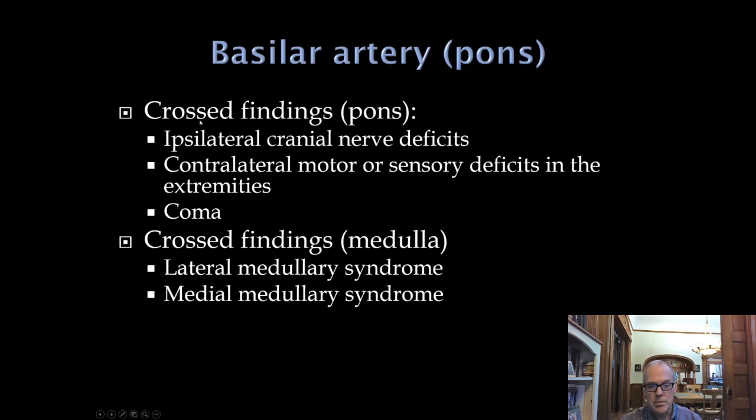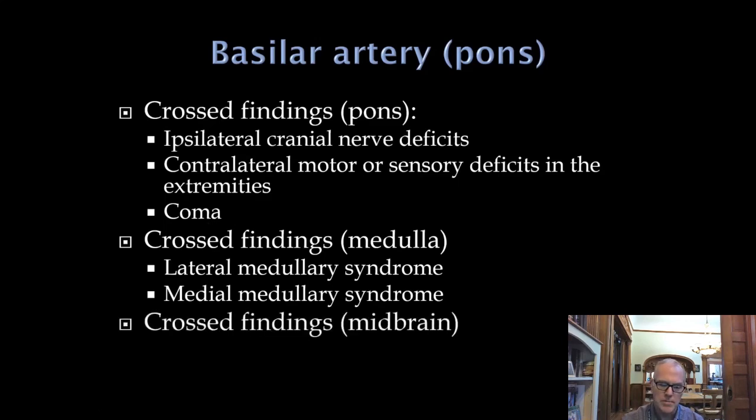All right, now when we're in the pons, we look for the same thing: ipsilateral cranial nerve deficits and contralateral motor or sensory deficits, and we will talk about Millard-Gubler syndrome as our one example of this with a stroke in the pons. But one thing that's unique about the pons is a lot of the reticular activating system is in the pons. And so when you destroy that, you very easily lead to coma. And so a pontine stroke of a significant size will frequently result in coma.